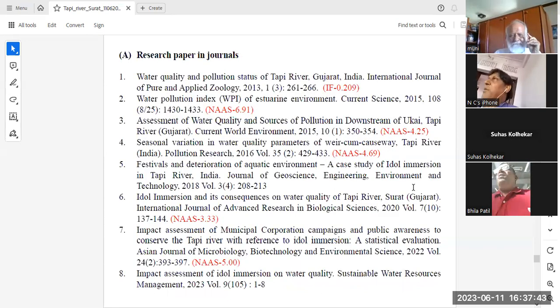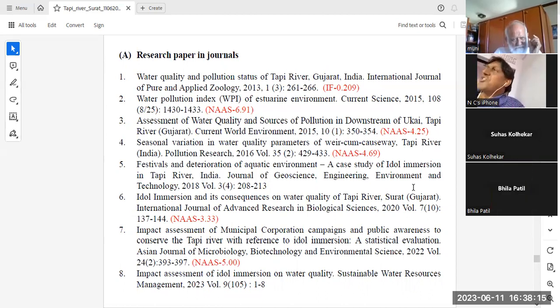For the point of management, one important thing first of all: the public, the people, must be aware of how they can save the river, how they can protect and conserve it. Second, the government should also take very rigid steps to change the inlets of the river. Industrial waste must be strictly treated, and only after that should it be added to the river.